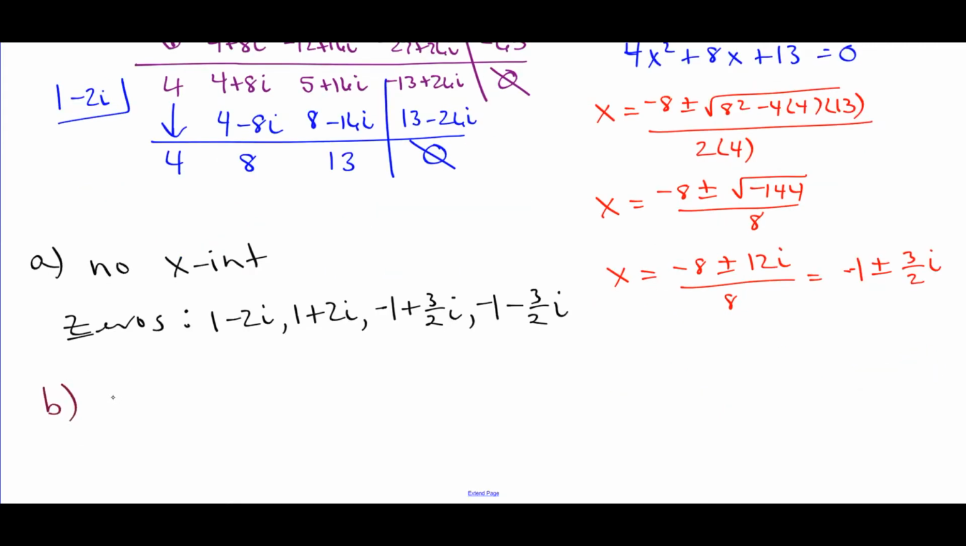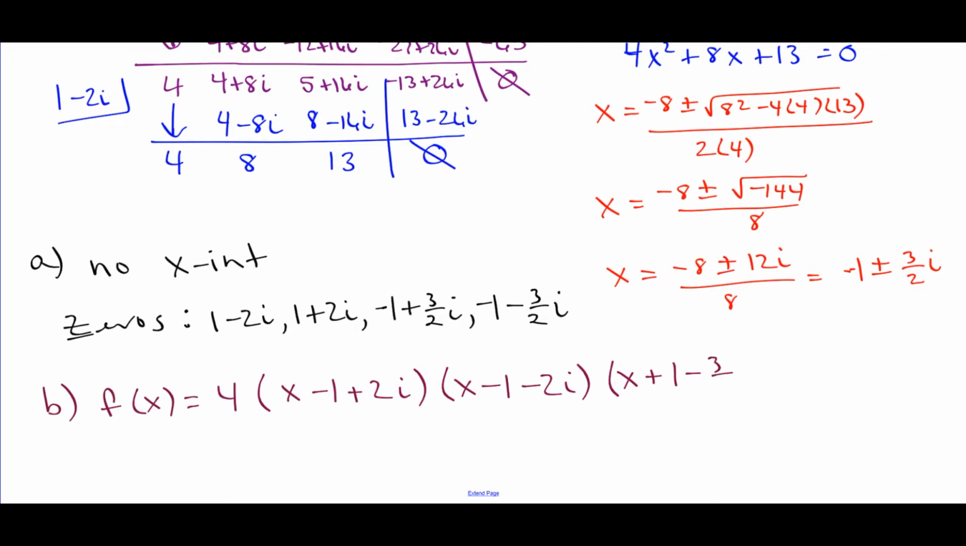Part B asks for the linear factorization, so f of x equals, my leading coefficient was 4, so we're going to start with that. And then I'm going to have x minus 1 plus 2i, x minus 1 minus 2i, x plus 1 minus 3/2 i, and x plus 1 plus 3/2 i.